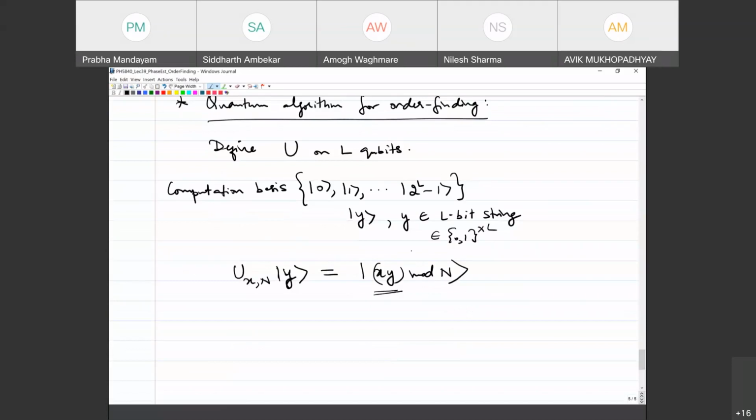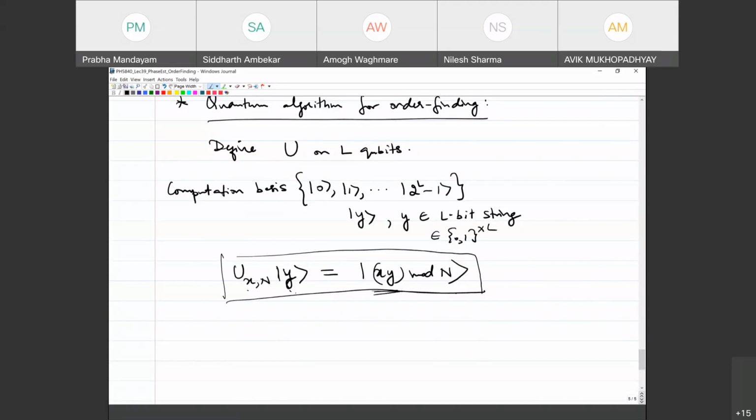But how am I guaranteed that I can define such a thing after all? I have some number theoretic operation which is basically saying x times y mod n, and I'm claiming that I can do a unitary which takes me from the state y to this state. So let's see this tomorrow. Let's look at this unitary a bit more closely.